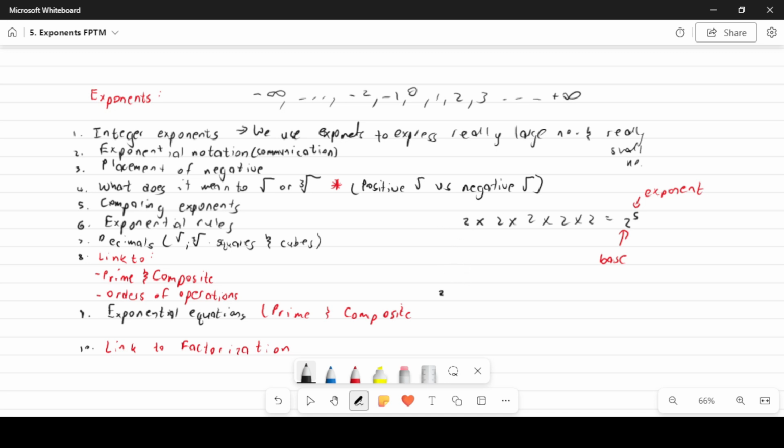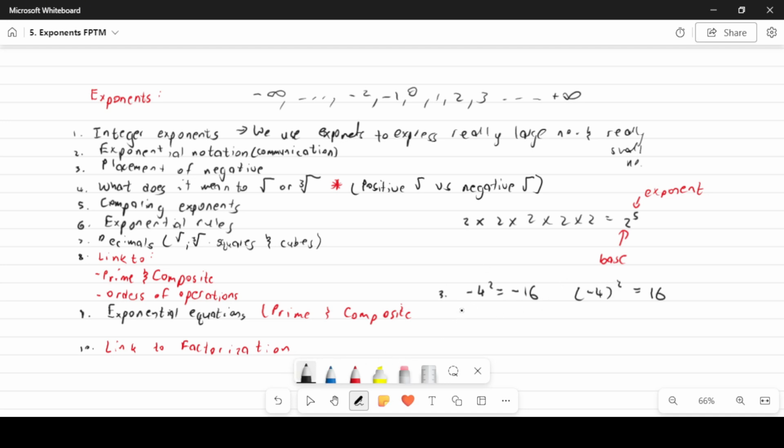Let's talk about number 3, the placement of the negative. With the placement of the negative, you need to remember something. You see, minus 4 squared and minus 4 squared, and this is more applicable when we are dealing with even powers, will give you 2 different answers. In this case, you get minus 16, and in this case, you get 16. Right, let me explain why.